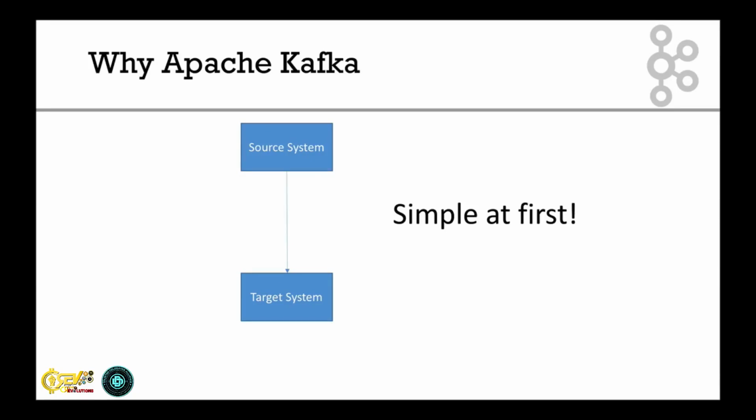Hi, so now we're going to talk about why Apache Kafka. Let's take a very simple example. At first you have a source system and your target system. This could be your website and your database. It's very simple at first.